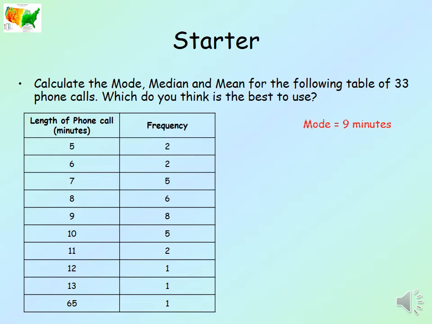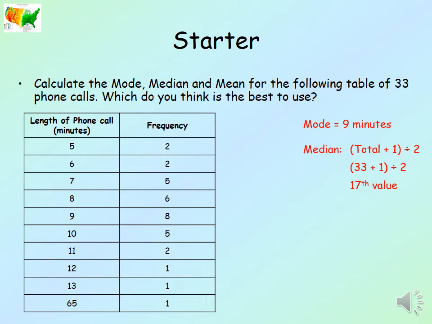Okay, so the mode is very easy. It is 9 minutes because that has the highest number of frequencies, which is 8. The median, a little bit more challenging. Remember, we need to find the middle item, and what that means is the total plus 1 divided by 2. So if we were to add it up, it comes to 33. 33 plus 1 is 34, and we divide that by 2, and it is the 17th value.